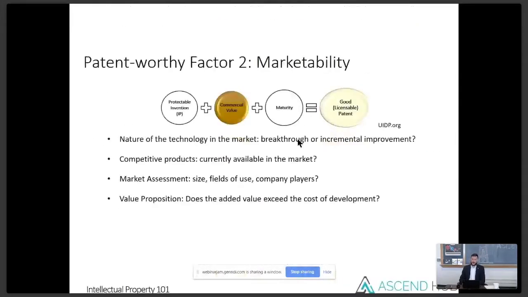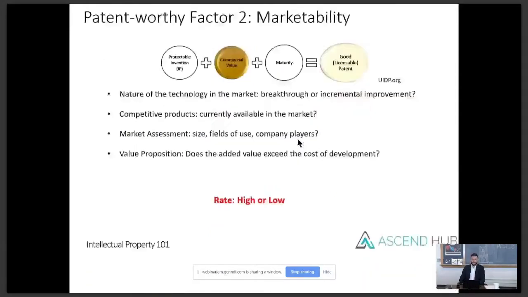We look at marketability, the nature of technology in the market. Is it breakthrough? Is it incremental? We look at competitive products. We assess the market size. And we look at the value proposition and what it gives in terms of money back to the customer or value back to the customer. And we look at this as high or low.